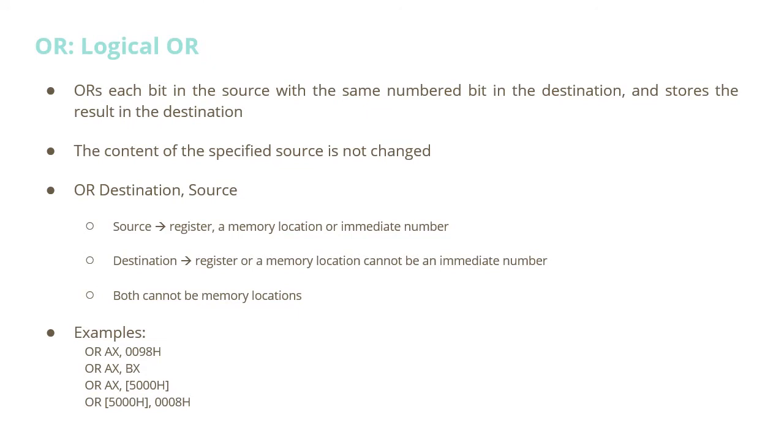Next is OR 5000H, 0008H, where the immediate number 0008H and the content of the memory location 5000H are being used as the source and the destination operands respectively, and a bitwise OR operation is being performed between these two data, and the result will be stored in the memory location 5000H.